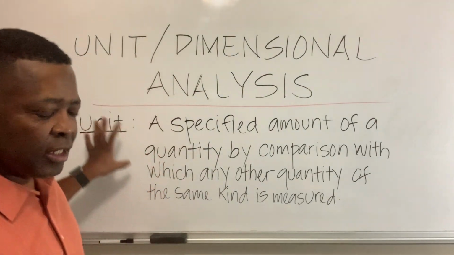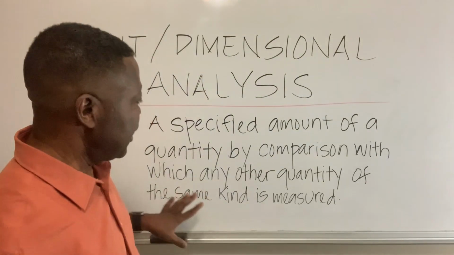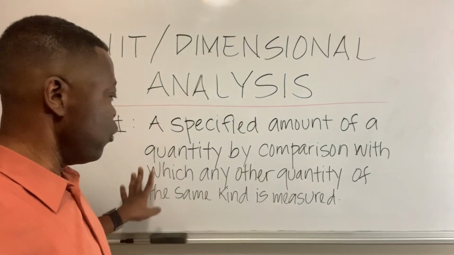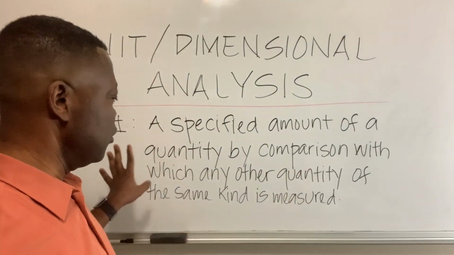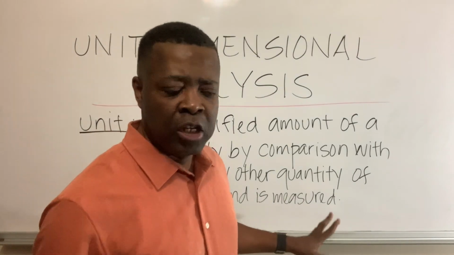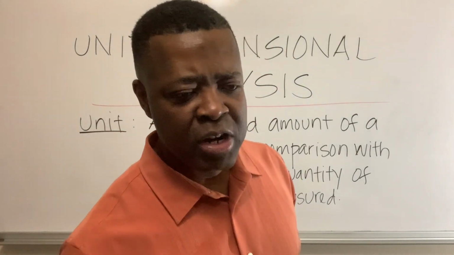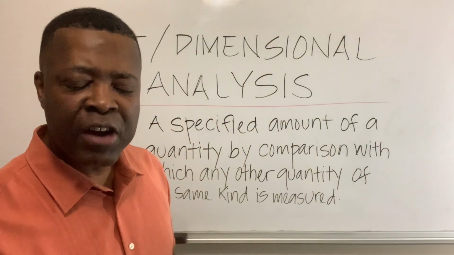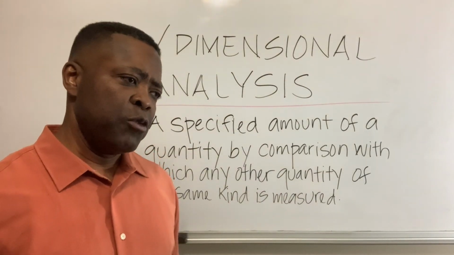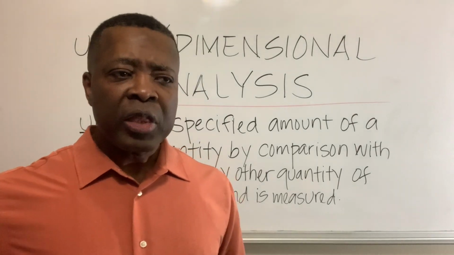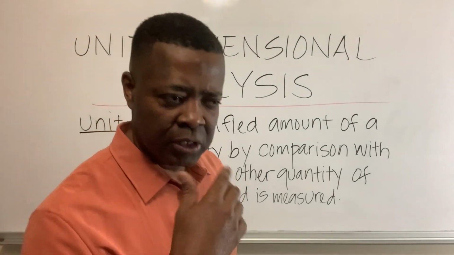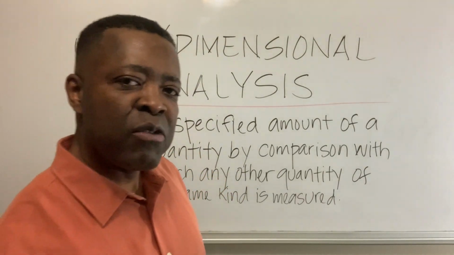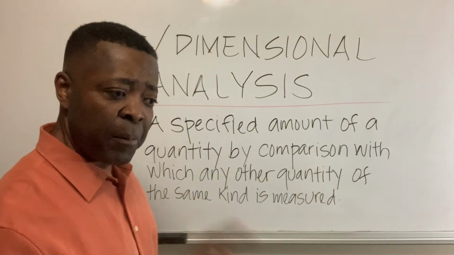What's a unit? A unit in English is a specified amount of a quantity by comparison with which any other quantity of the same kind is measured. So you have all kinds of units. You have units of weight. When you say 1 kilogram, the kilogram is a unit. If you say 5 centimeters, the centimeter is a unit. So we're going to be dealing with the units in our Med Calc.